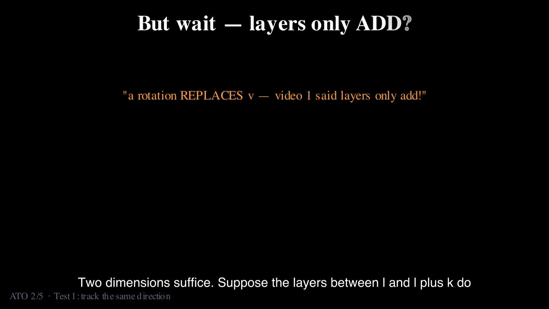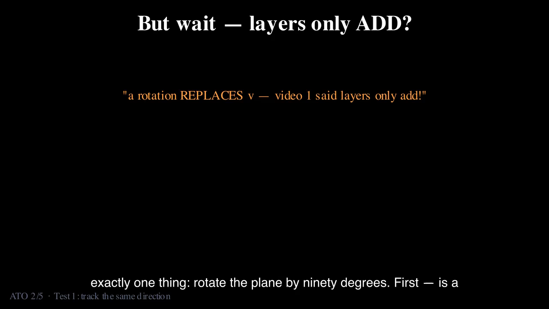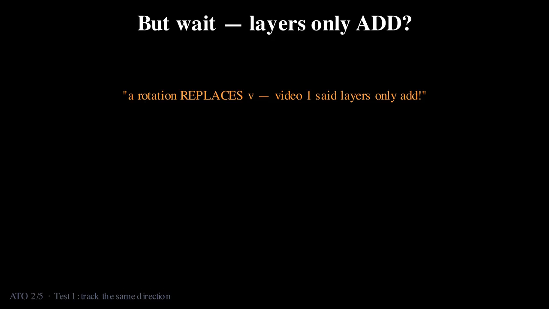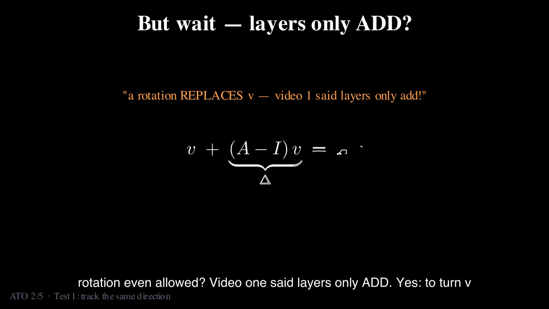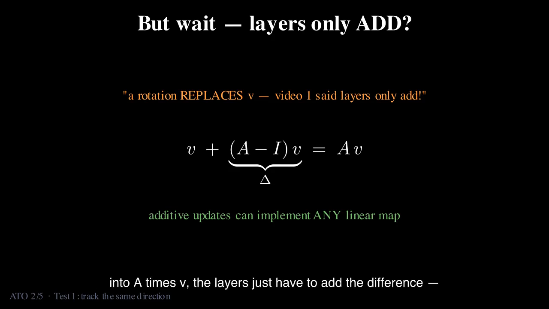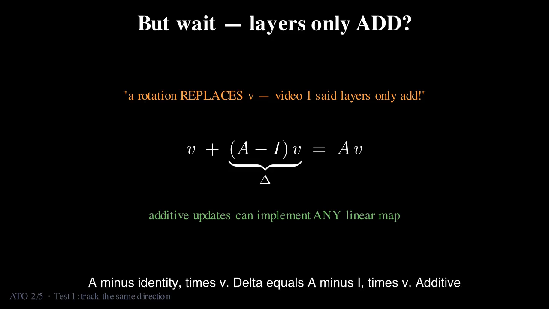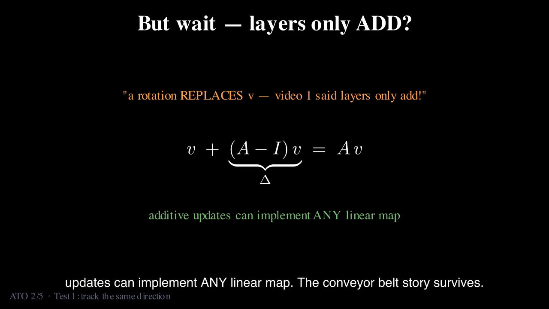Two dimensions suffice. Suppose the layers between L and L plus K do exactly one thing: rotate the plane by 90 degrees. First, is a rotation even allowed? Video 1 said layers only add. Yes, to turn V into A times V, the layers just have to add the difference. A minus identity times V. Delta equals A minus I times V. Additive updates can implement any linear map.